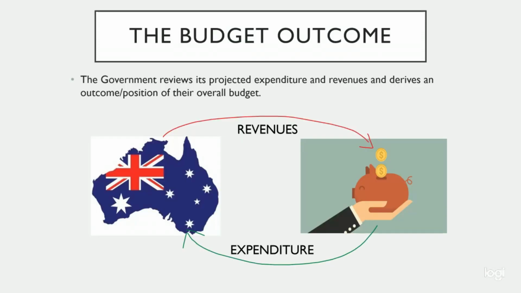So we have two pictures here. On the left is Australia as a whole, and on the right is representing the government. And all of the revenues flow from Australia into the government, and anything that is expenditures or expenses flows from the government back into the country. And so the reason why we have a budget is because the government reviews its projected expenditures and revenues, and based on that, it is going to have an overall position for their budget.